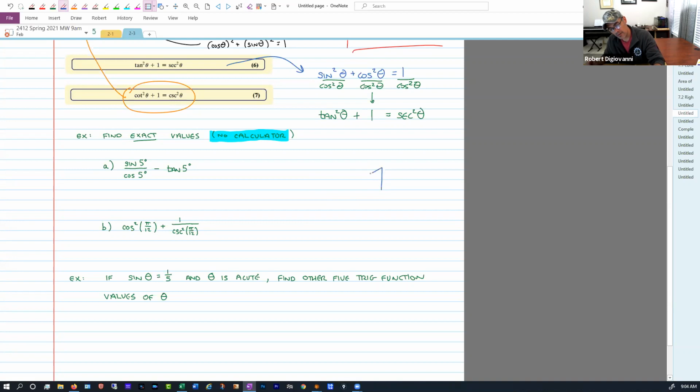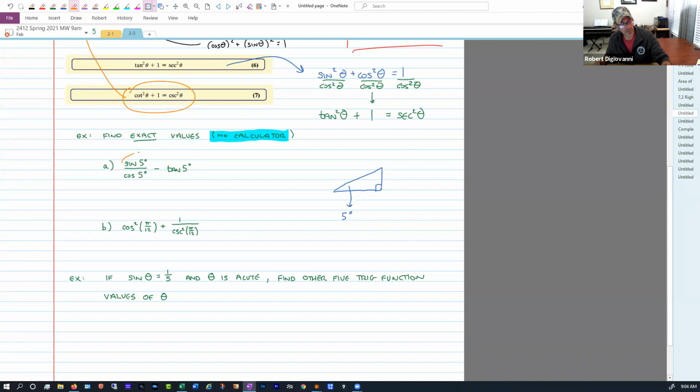We have a right triangle where one of the smaller angles is 5 degrees. Let's say that one's 5 degrees. And what we're trying to figure out is what is sine of 5 degrees divided by cosine of 5 degrees minus this. Well, we don't know, right? We don't know because we don't know any of the sides. We don't know the lengths of the sides at all, so we can't set up ratios. So how are we supposed to do this?